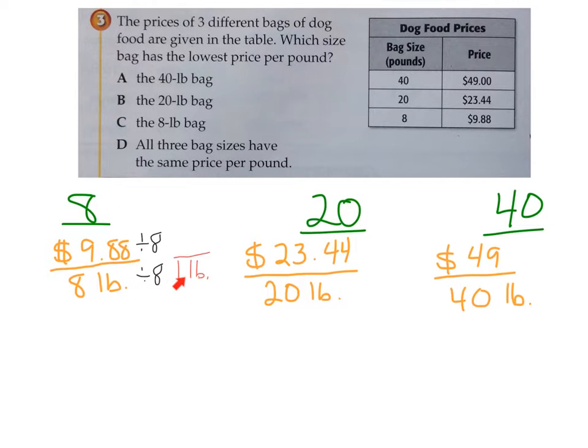So to find the unit rate for this first one here, I'm going to need to divide by 8, because that gets me to 1 pound. So I'll do that on my calculator, 988 divided by 8. And here's what I got on my calculator. Remember, when I'm dealing with money, I'm going to round to the nearest cent, which would be right here.